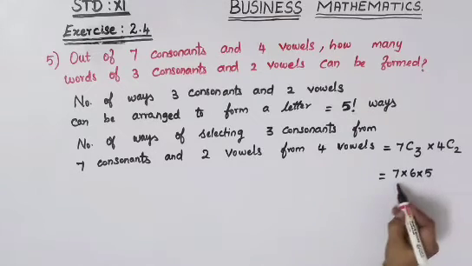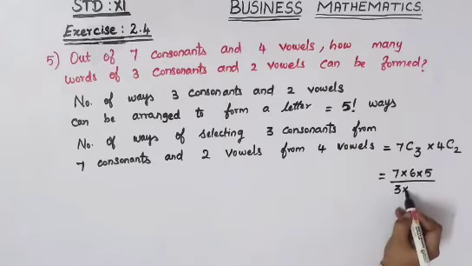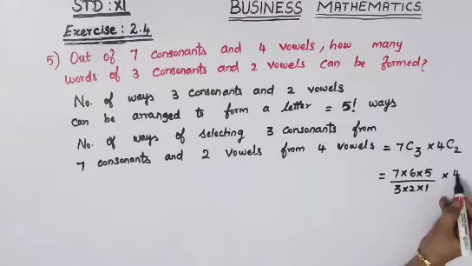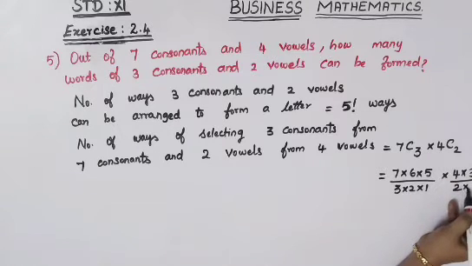So numerator part is done. Divided by, start from your 3, so 3 into 2 into 1. Same way here, 4 is there, so only 2 is there. So 4 and 3 will be there. 2 numbers are over. Divided by, start from 2, so 2 into 1.